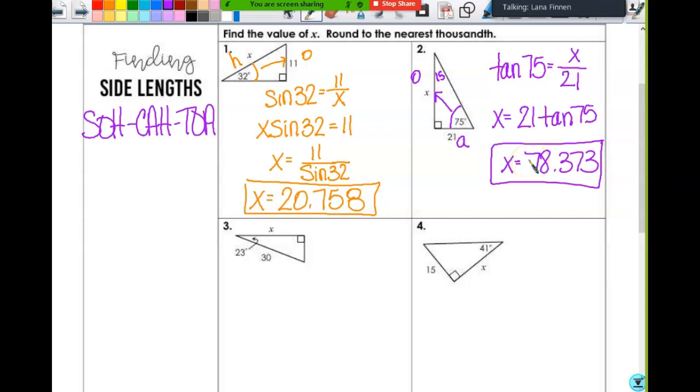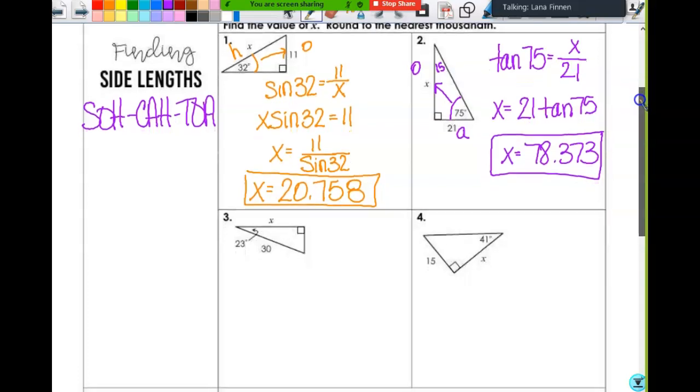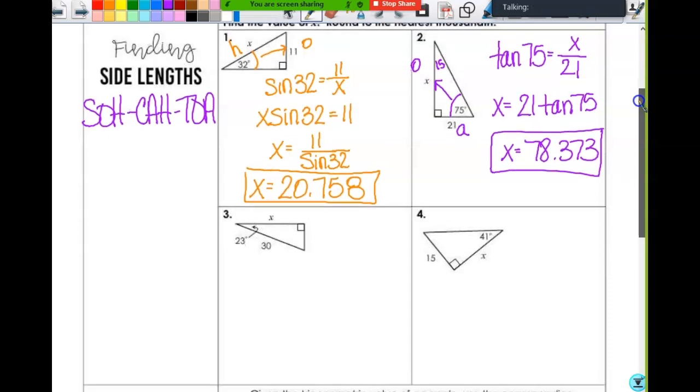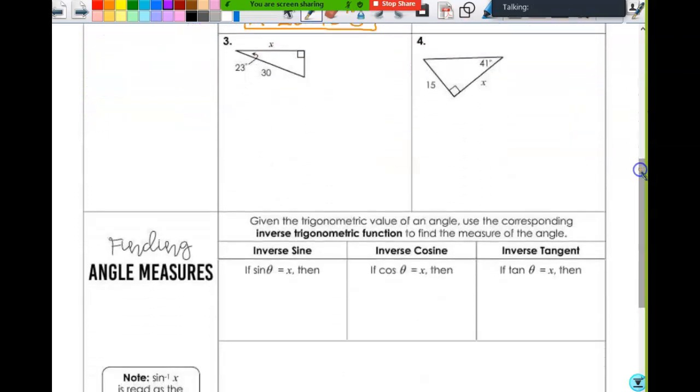And you don't have to spend that much time analyzing your answers every time. If you get used to doing that, it'll just take a second or two to go, yep, I think that looks good. Doesn't always guarantee you're right, but sometimes it helps you catch things when you're really wrong. All right, any questions? All right, y'all do number 3 on your own.